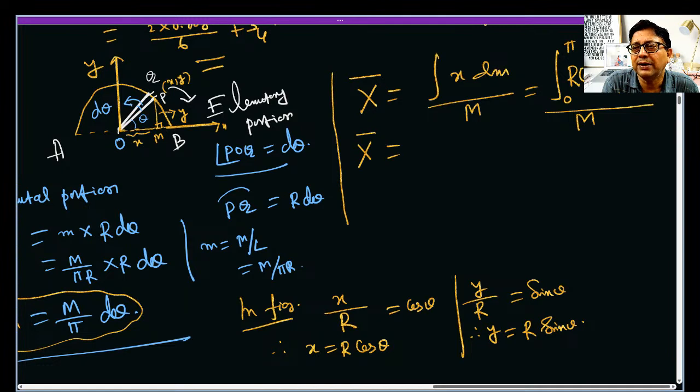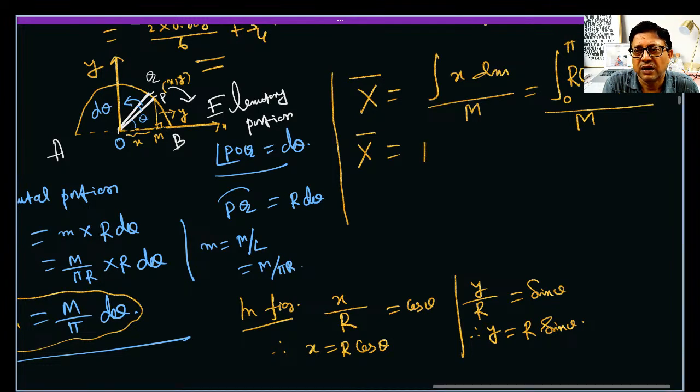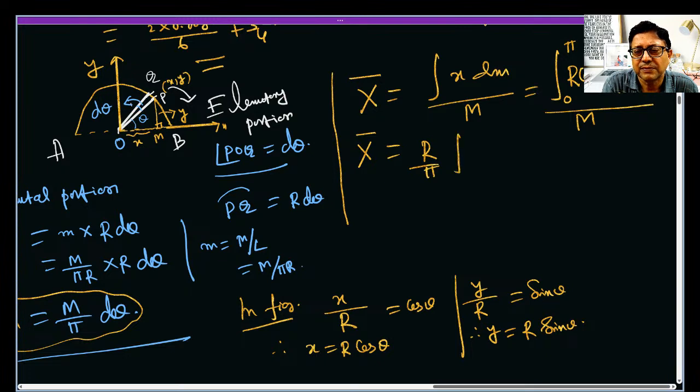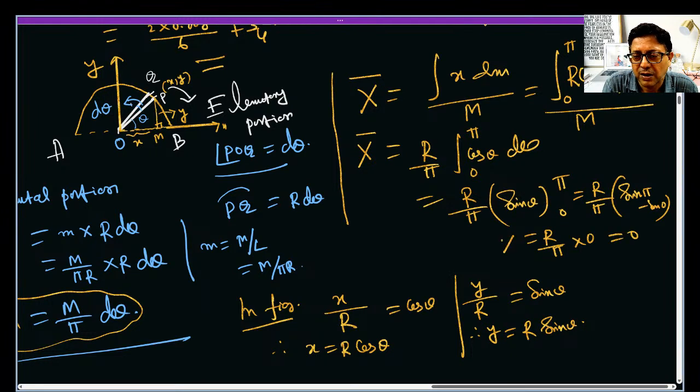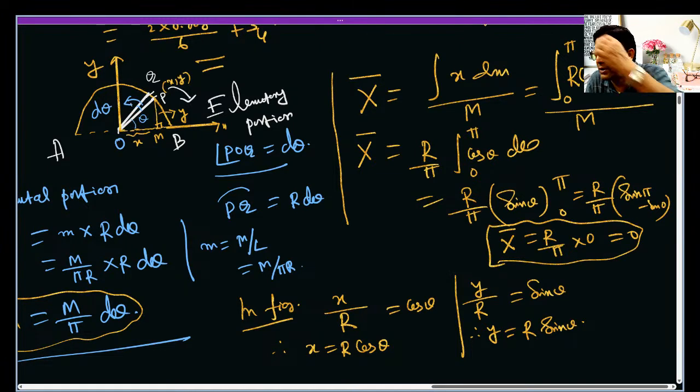So x bar will be r by pi cos theta d theta. What is integration of cos theta? Sin theta, you know. Then upper limit is what? Sin pi minus sin 0. So x bar equals 0 here. Am I correct? Done?